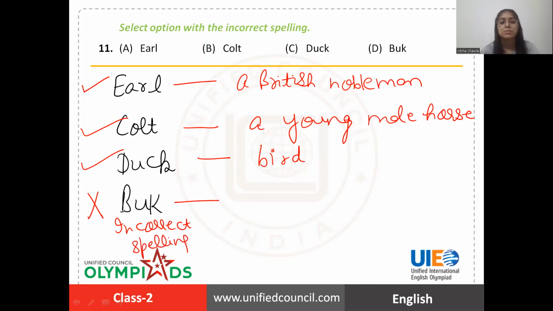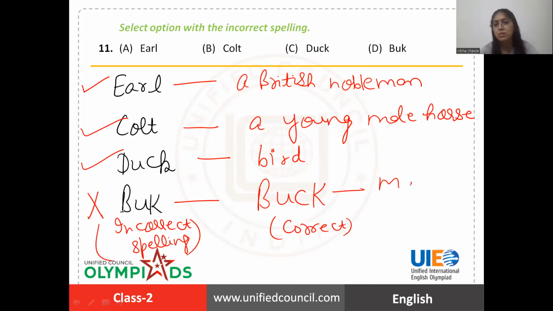Buck. The correct spelling of buck is B-U-C-K. This one is the correct spelling. Buck is a male deer, or sometimes a male rabbit is also called a buck. So the right one is definitely option D. The incorrect spelling is B-U-K. The correct spelling is B-U-C-K.